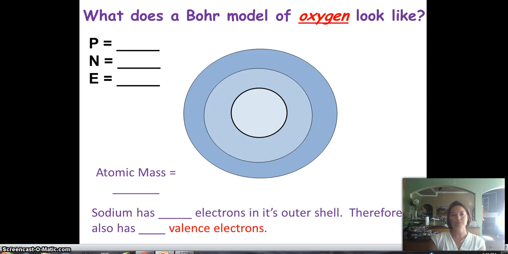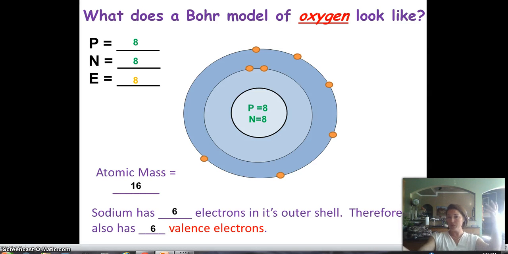I'm almost running out of time, so let's quickly do oxygen. 8 and 8, put them there. 2, 1, 2, 3, 4, 5, 6, 7, 8. The atomic mass is 16. I have six electrons in the outer shell, and then 6 is the valence number.